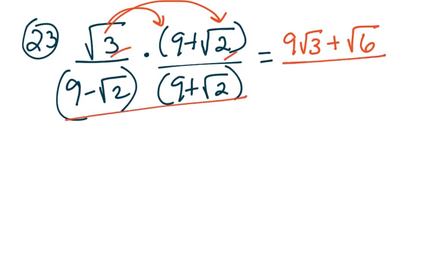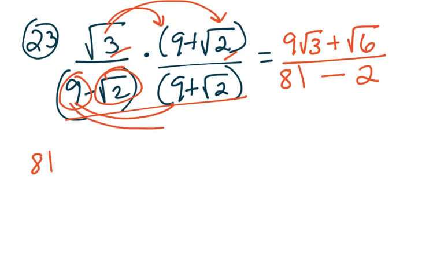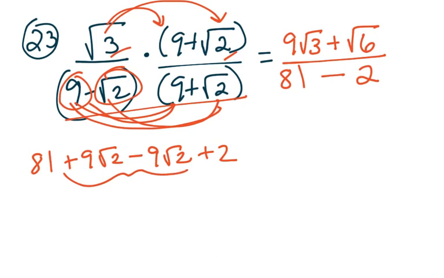And then this is just like difference of perfect squares. So you can FOIL it, but you're just going to end up getting the square of the first one minus the square of the second one. But I'll show you FOIL so you see. 9 times 9 is 81. 9 times radical 2 is 9 radical 2. Negative radical 2 times 9 is negative 9 radical 2. And radical 2 times radical 2 is 2. Notice that these two cancel out, and you're left with 81.